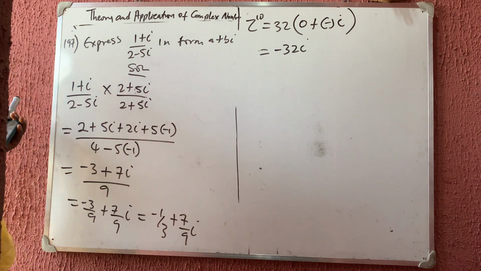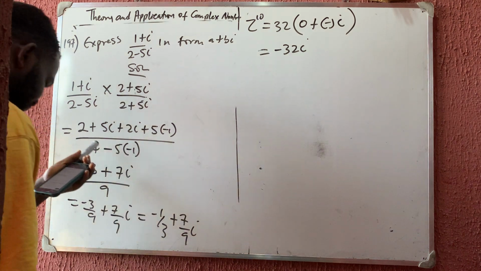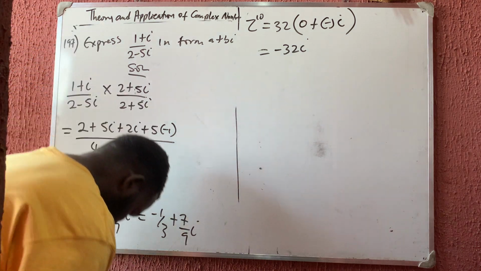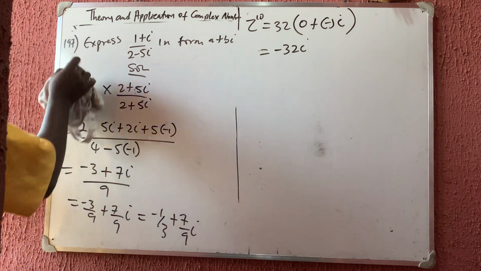So there is an error there. That thing is not 29 but 9. So it's a typographical error. So move to the next question.